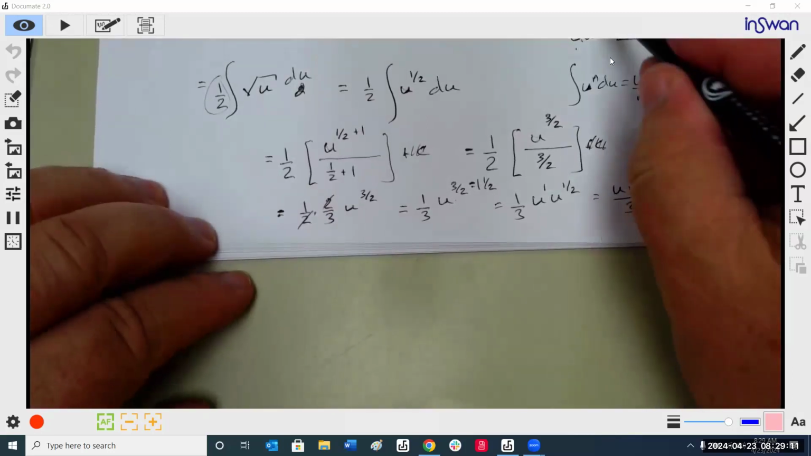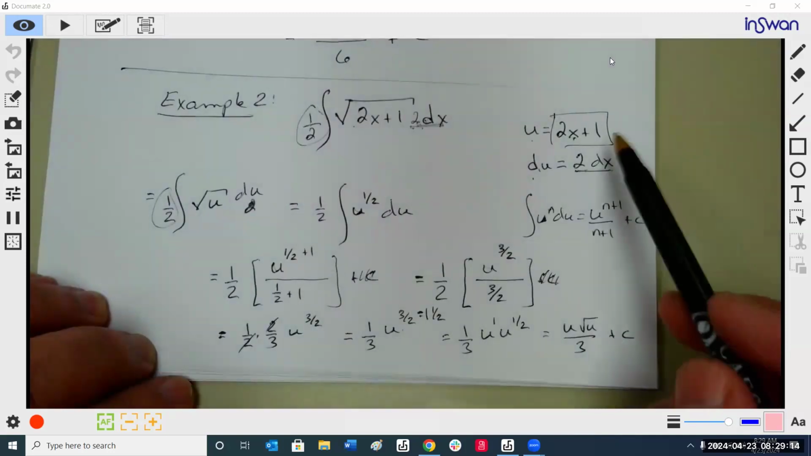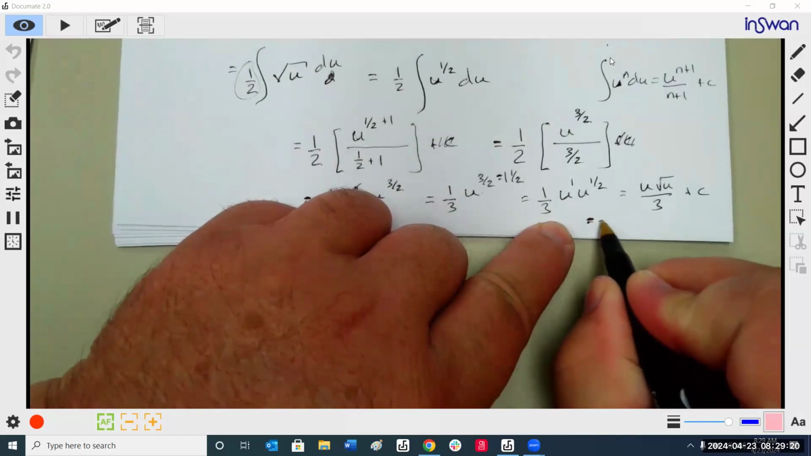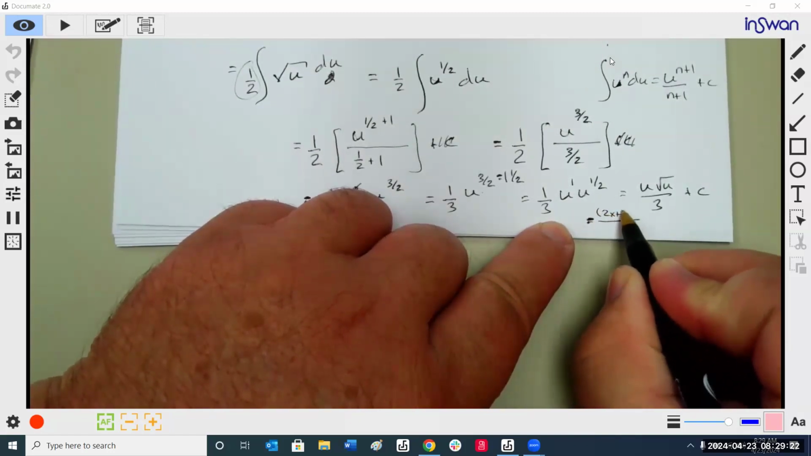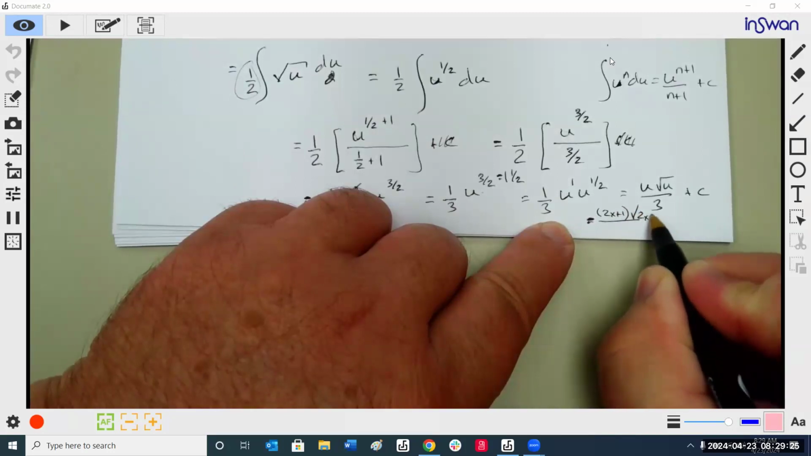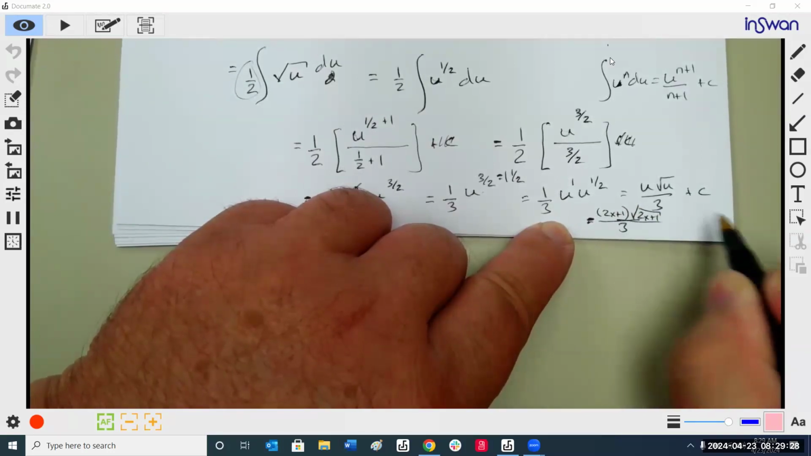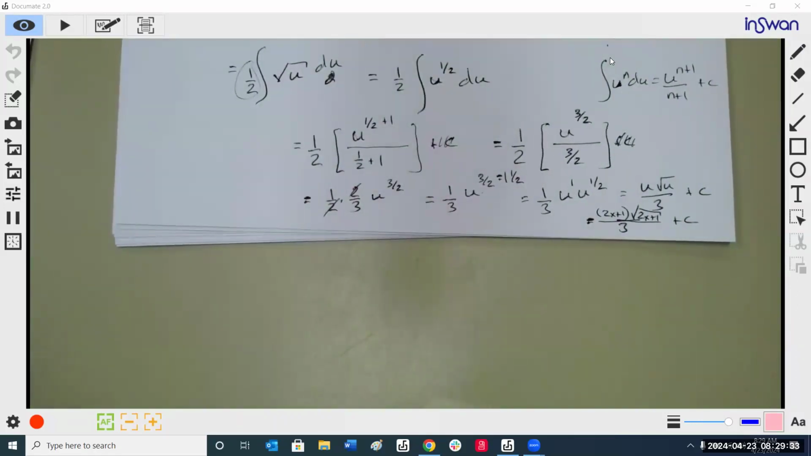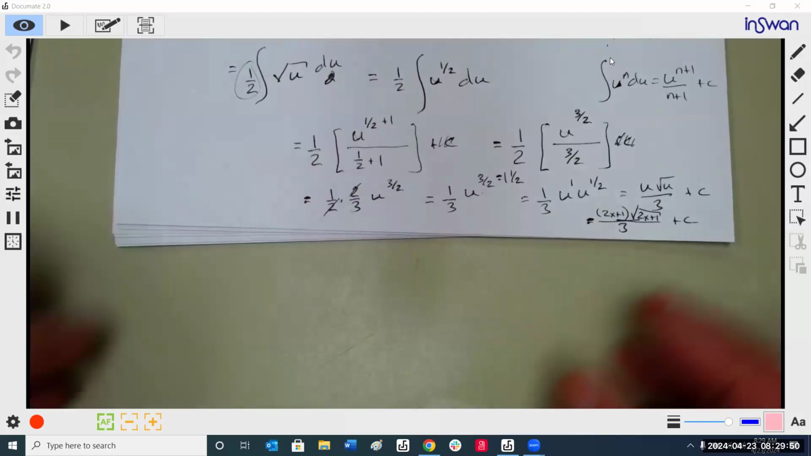And then now we always have to put back, what is our u? u is 2x plus 1. So our final answer is 2x plus 1 times the square root of 2x plus 1 over 3 plus c. Yeah, and that's what this section is, just a whole bunch of examples of the different scenarios.